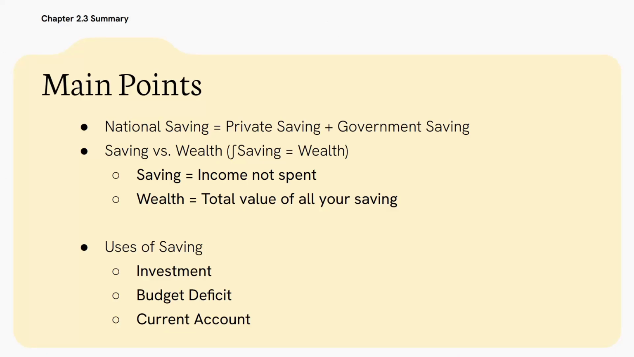And so just to wrap this chapter up, we can go back to the main points that you should memorize. The first being that national savings is equal to private savings plus the government savings, and then the difference between savings and wealth, which is that savings is income not spent, and wealth is the total value of all your savings. And then finally, the 3 uses of savings, which are investment, budget deficit, and then the current account.